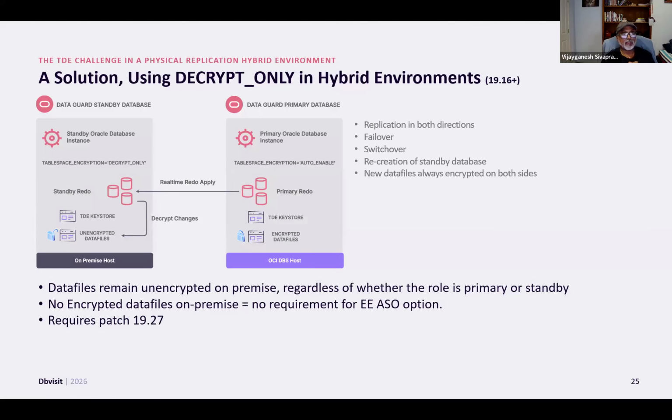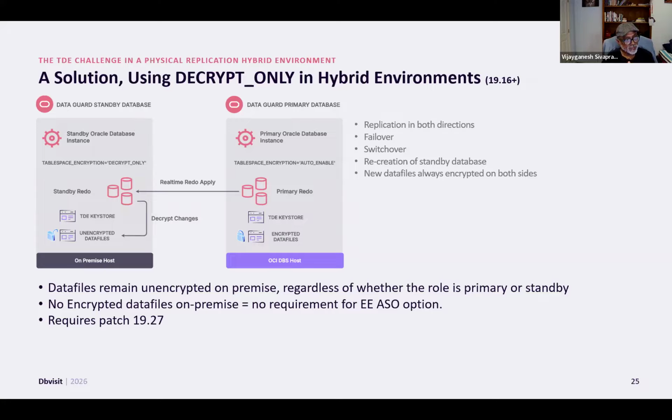So now how do we configure it? In this situation, the replication happens on both sides. Data files remain unencrypted on your on-premise environment. So here your Data Guard primary is in your OCI, configured for Data Guard with your on-premise standby database. Data files remain unencrypted on your on-premise regardless of whether the role is primary or standby. So no encrypted data files, no requirement for ASO.